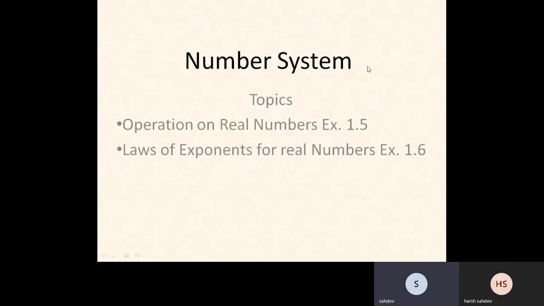Today we will study number system, and the topic is in exercise number 1.5 and 1.6. The topic of today's lecture is operation on real numbers and laws of exponent in real numbers. Let's check it out. What are they?